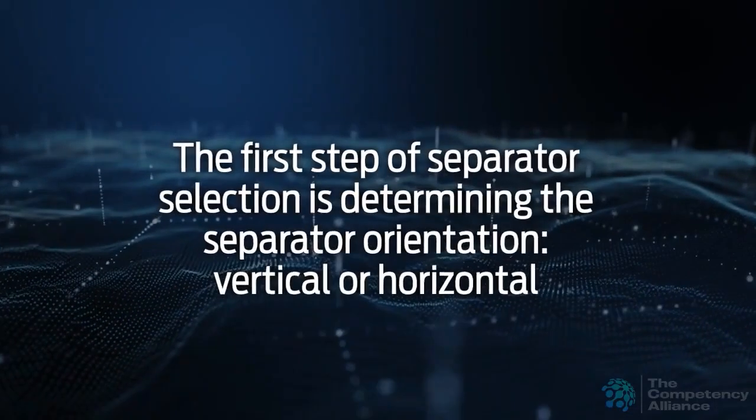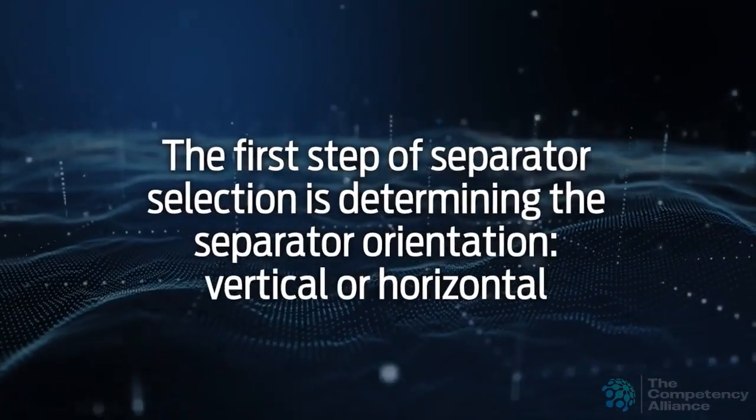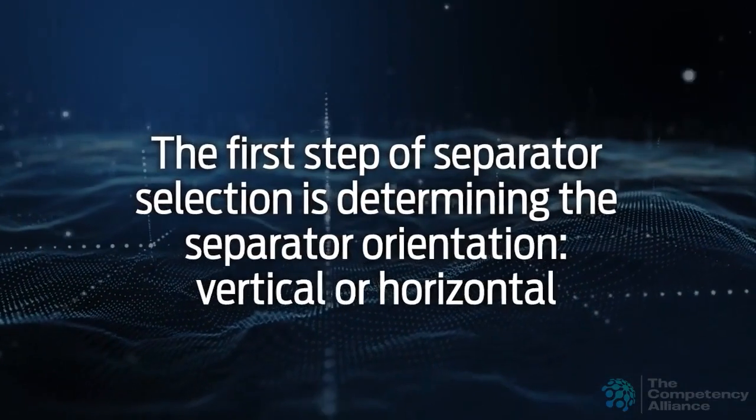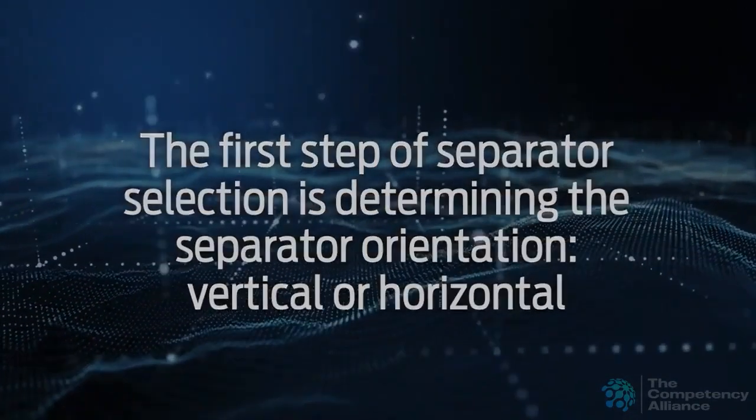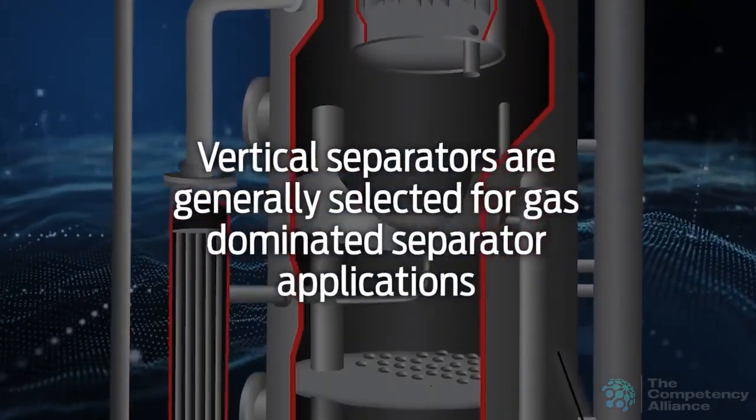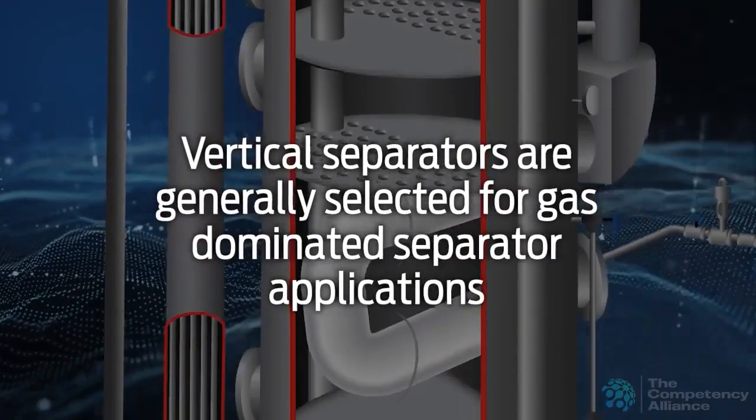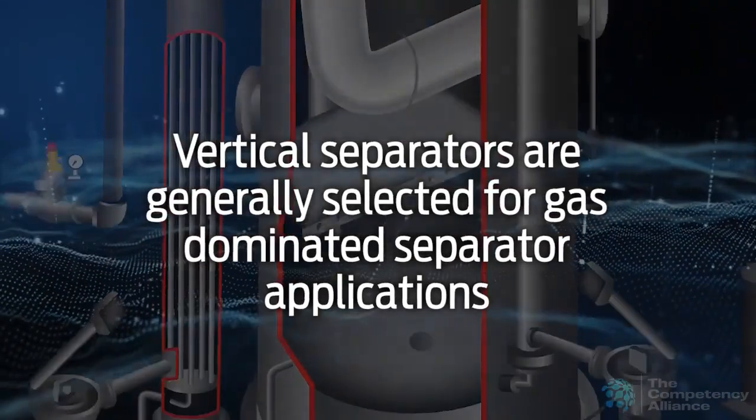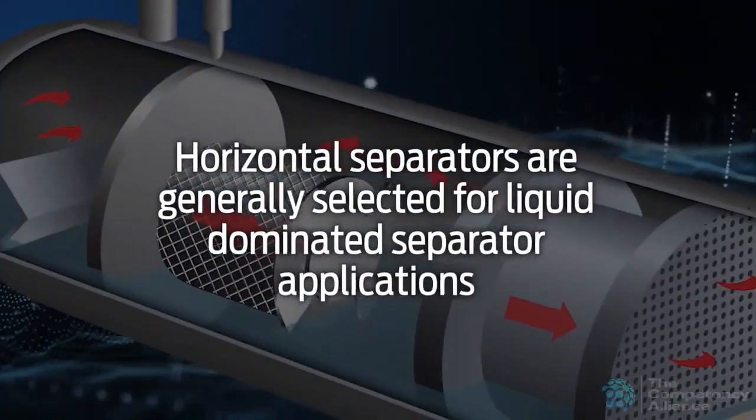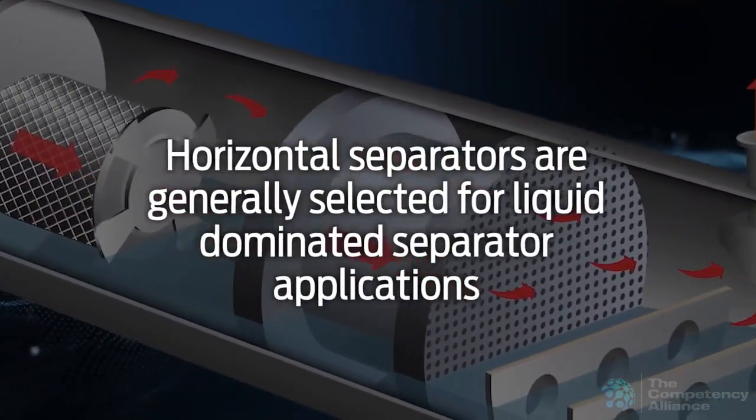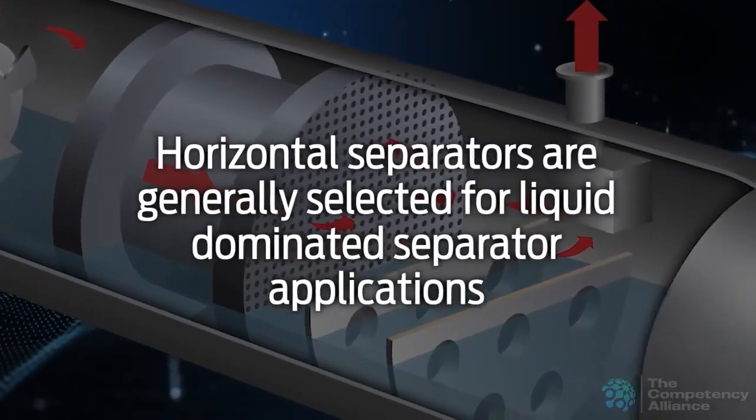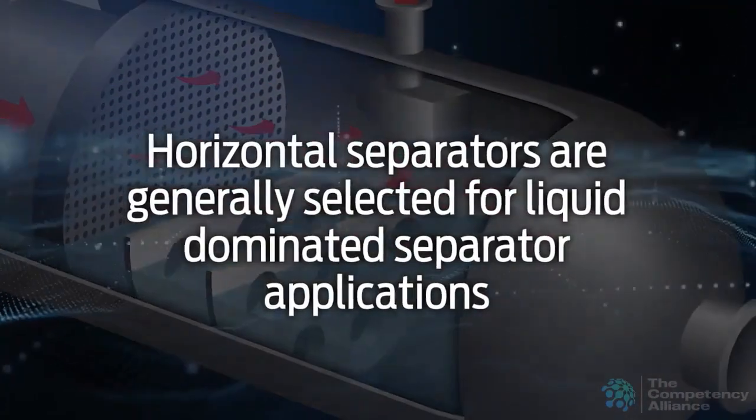The first step of separator selection is determining the separator orientation, vertical or horizontal. Vertical separators are generally selected for gas-dominated separator applications. A lot of gas, not a lot of liquid. Horizontal separators are generally selected for liquid-dominated separator applications. A lot of liquid, not a lot of gas.